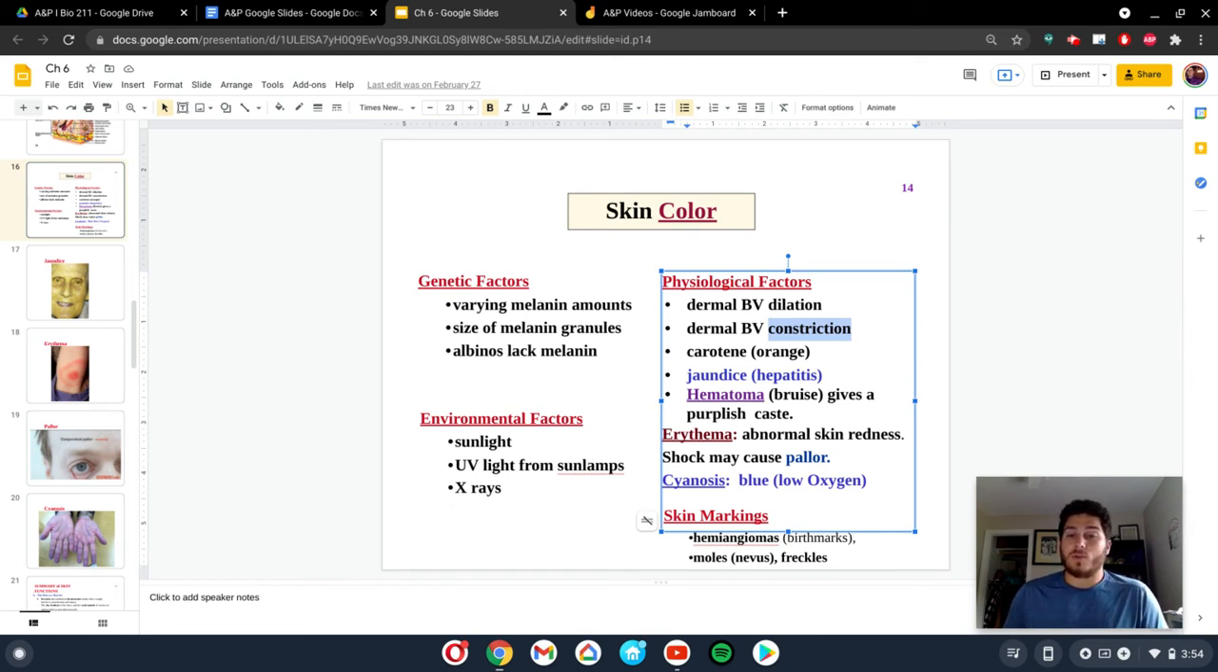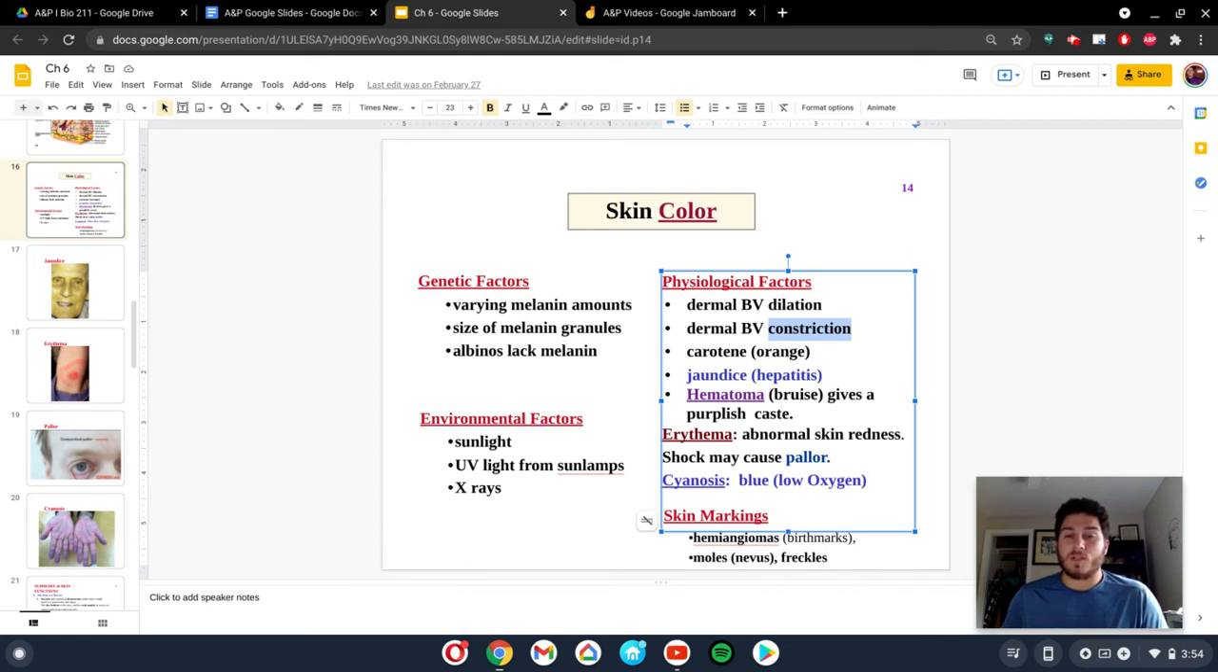Carotene, this is going to be an oranging of the skin. Jaundice is usually a sign of hepatitis and liver issues. This is going to be a yellowing of the skin. A hematoma is another fancy word for a bruise. So you see purplish because the blood within the dermis is going to basically leak out of the blood vessels and die under there. And it's going to turn brown or purpley. When I say brown, yeah, you can see all the different colors when you get a bruise.